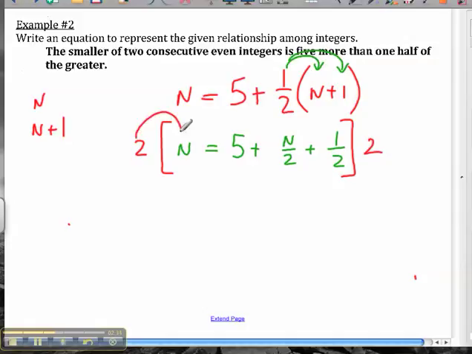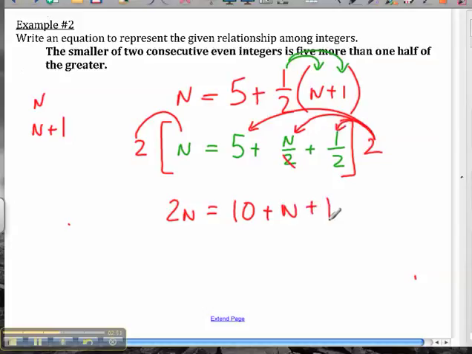I get 2 times n on the left side is equal to, and then I've got to distribute over here, 10 plus, when I multiply the 2 times n over 2, the denominator just cancels out. I get 2n over 2, and that's just n. And then 2 times 1/2 is just 1. Now, I'd much rather work with that. That's much clearer, right?